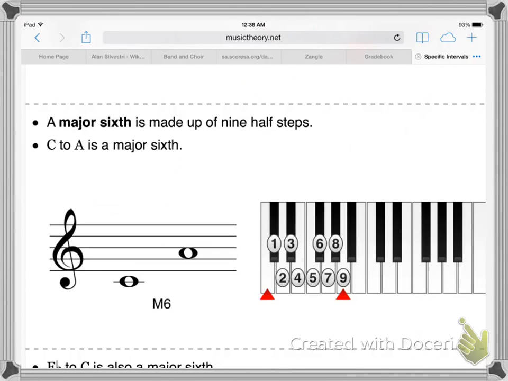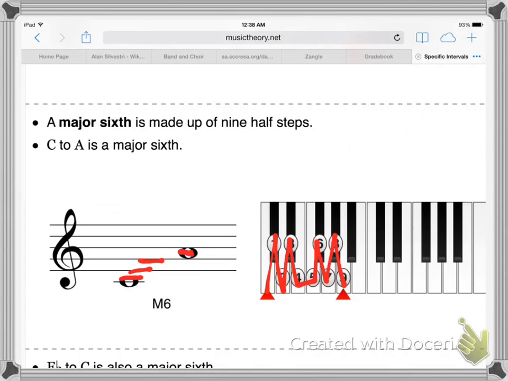A major sixth is made up of 9 half steps. C to A would be a major sixth. 1, 2, 3, 4, 5, 6, 7, 8, 9. 9 half steps. And as you count, 1, 3, 5, 6, sorry, major 6, and we know it's major because of how many half steps are in it, okay?